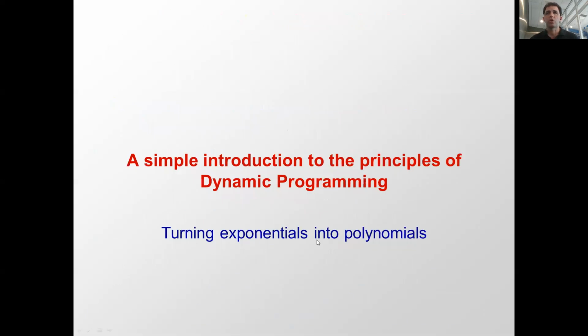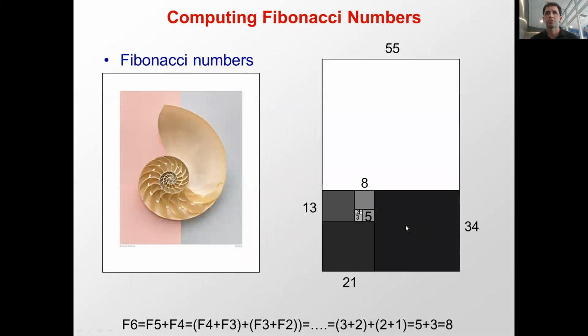So how do we turn exponentials into polynomials? Let's start with a seemingly unrelated topic of Fibonacci numbers. As you know, Fibonacci numbers start with 1, 1, and then every next number is the sum of the previous two. So 2 is the sum of 1 plus 1, 3 is the sum of 2 plus 1, 5 is the sum of 3 plus 2, 8 is the sum of 5 plus 3, 13 is the sum of 8 plus 5, 21 is the sum of 13 plus 8, and so on and so forth.